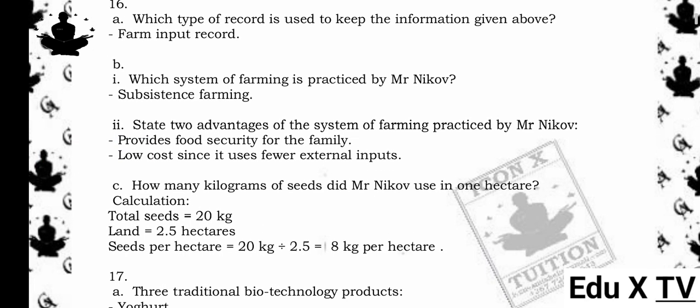State 2 advantages of the system of farming practiced by Mr. Nikov. Provides food security for the family. Low cost since it uses fewer external inputs. C. How many kilograms of seeds did Mr. Nikov use in 1 hectare?